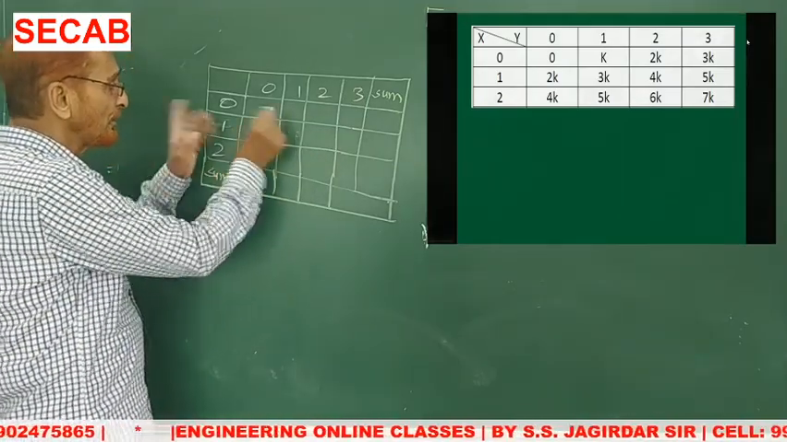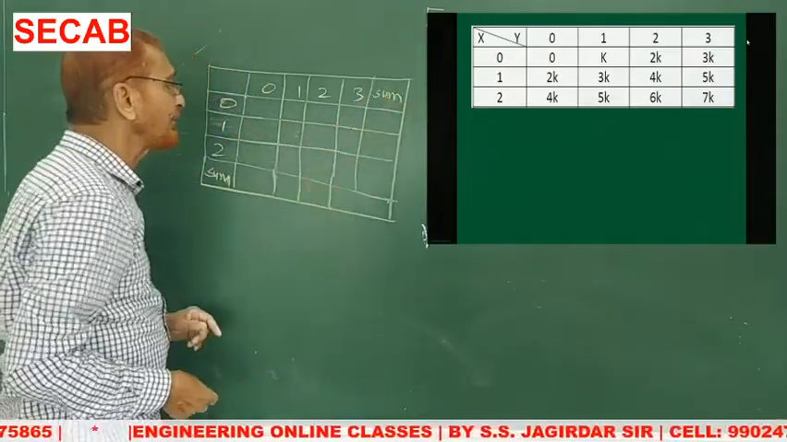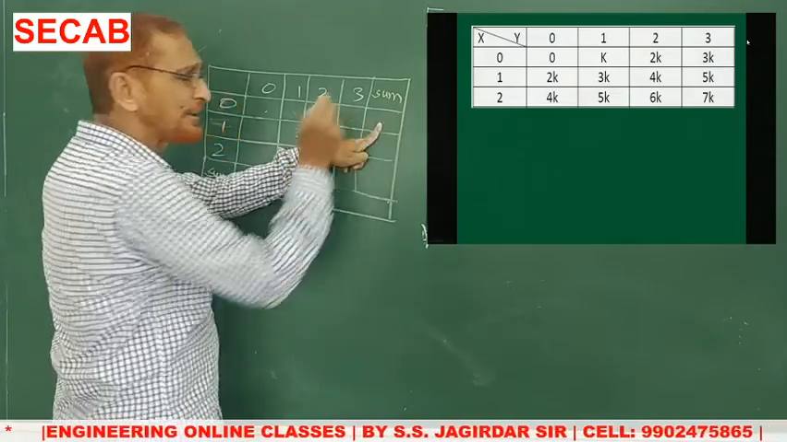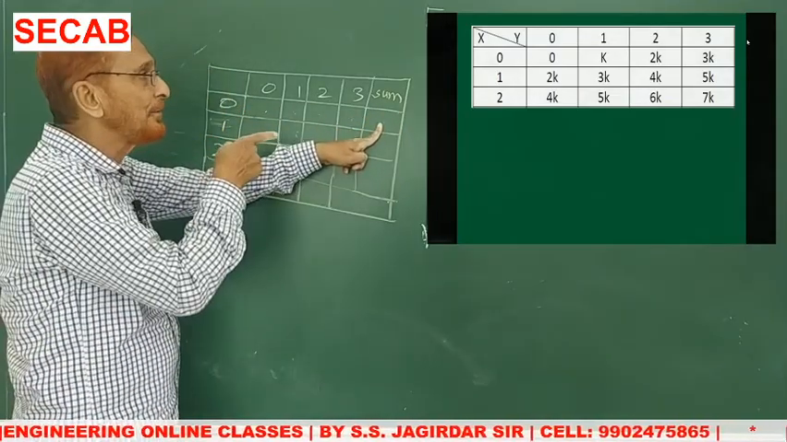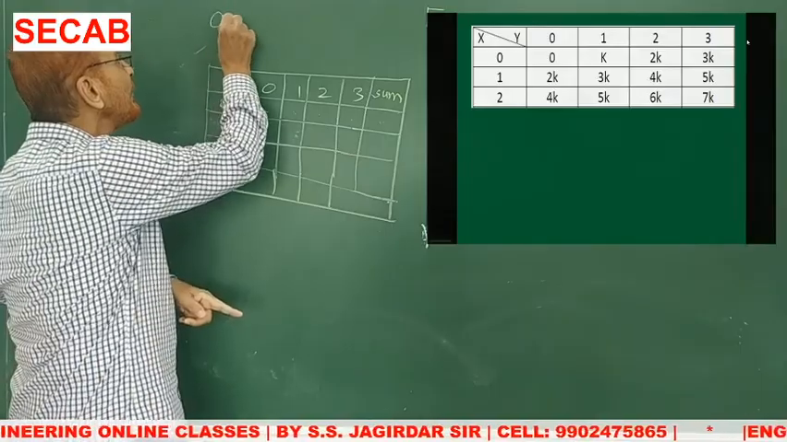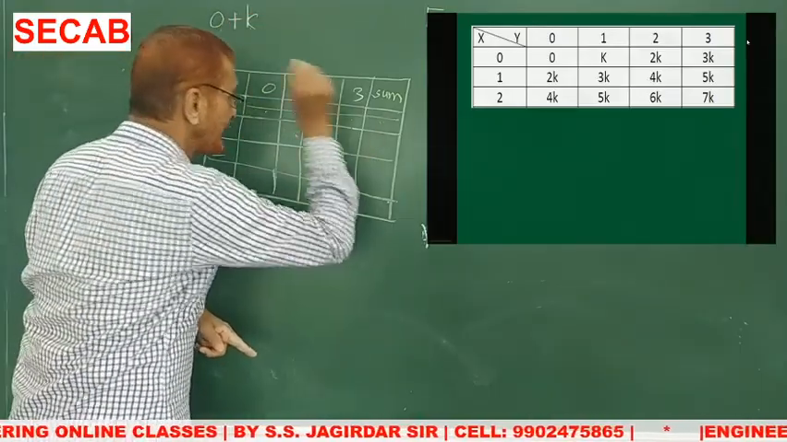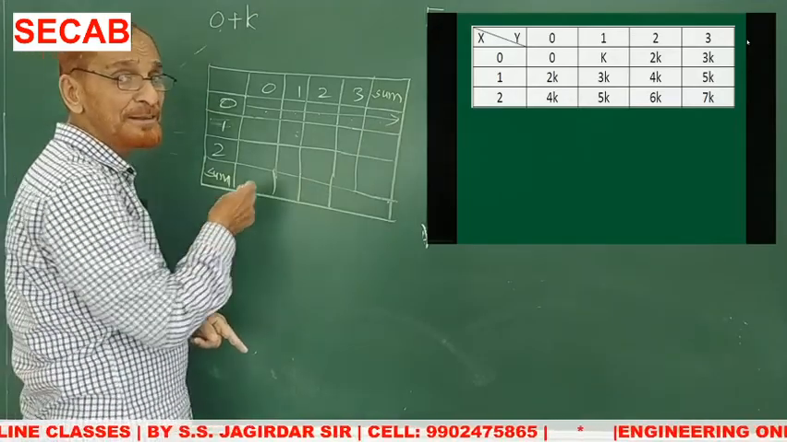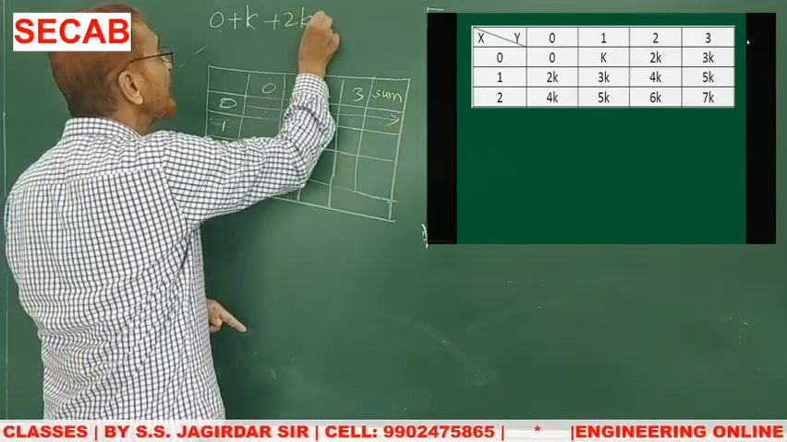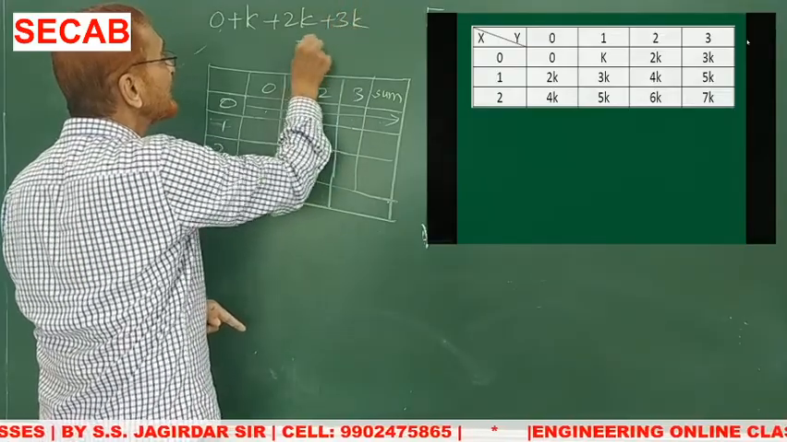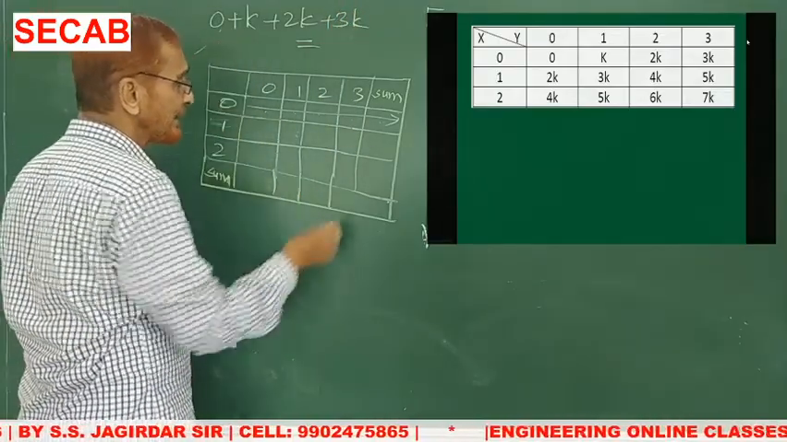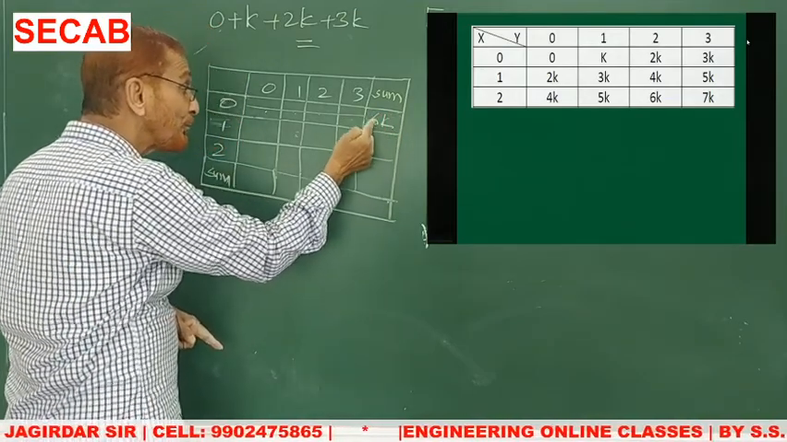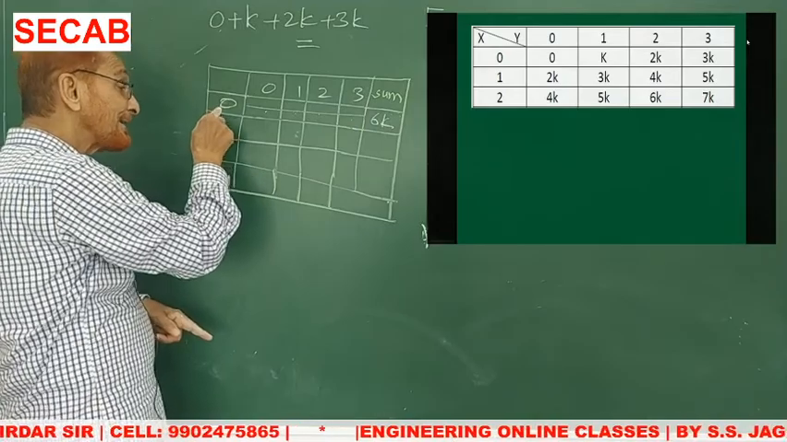I will not write all the values because they are in the chart available here. All these values you add and fill up this column. I am taking this particular row: 0 plus k plus 2k plus 3k plus 2k plus 3k. So what is the result? 5k plus k, 6k. So here you can write 6k. This is nothing but the marginal probability when x is equal to 0.